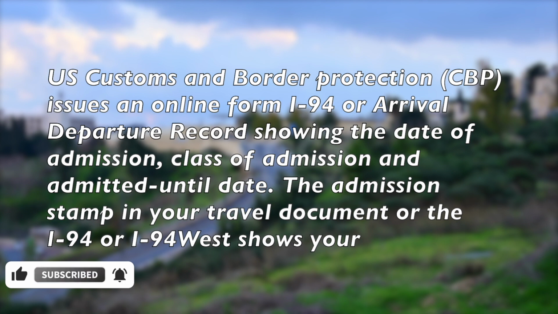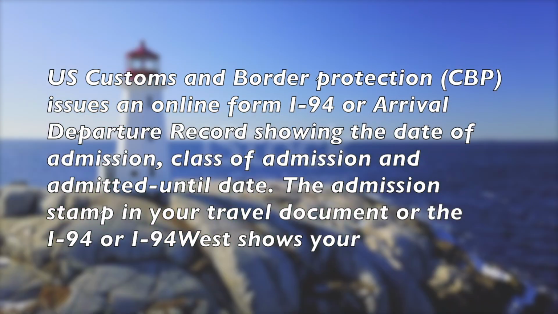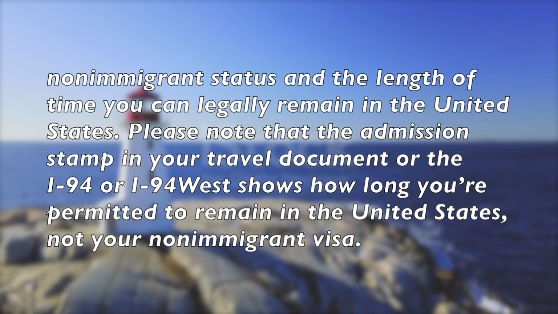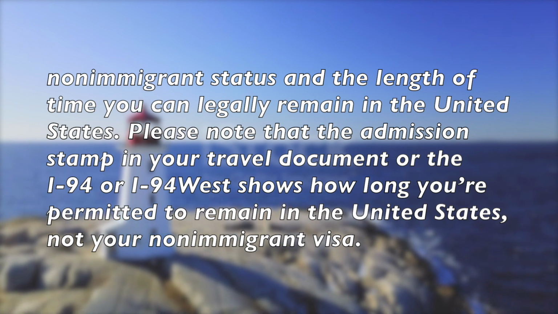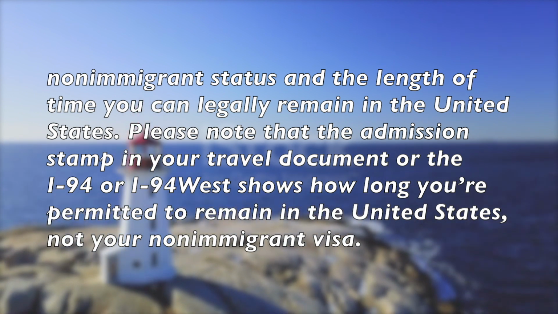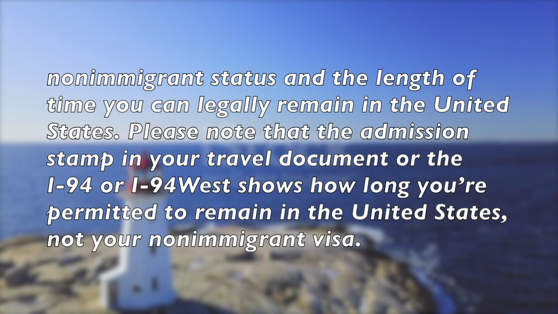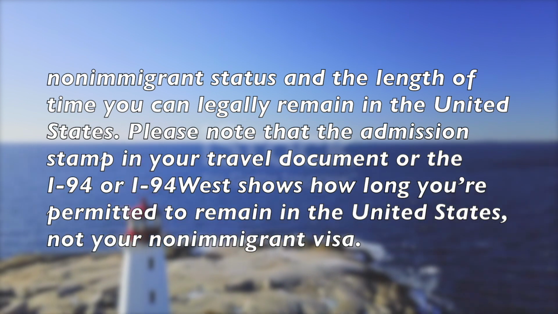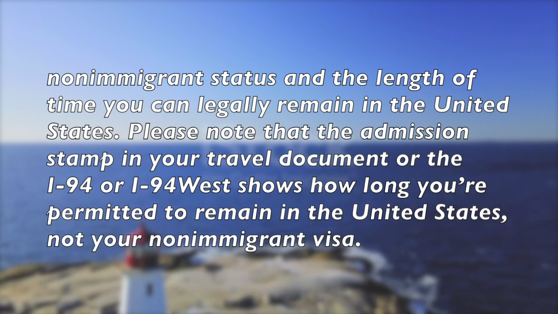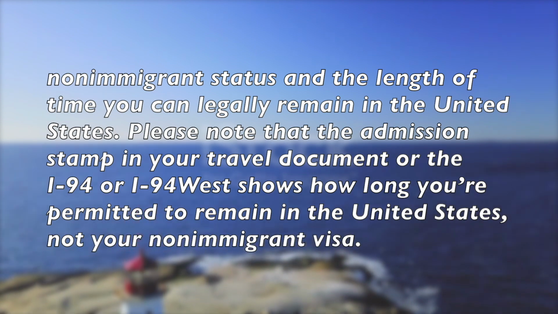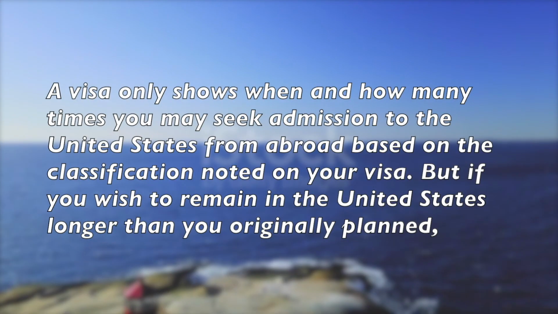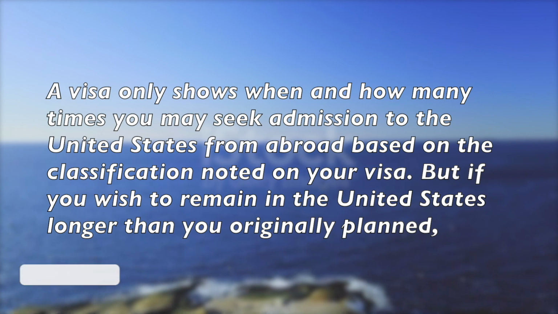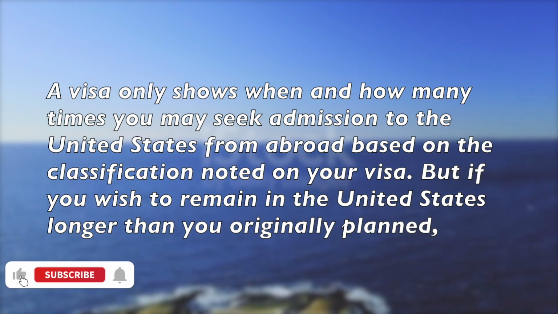The admission stamp in your travel document or the I-94 or I-94W shows your non-immigrant status and the length of time you can legally remain in the United States. Please note that the admission stamp or the I-94 shows how long you are permitted to remain in the United States, not your non-immigrant visa. A visa only shows when and how many times you may seek admission to the United States from abroad based on the classification noted on your visa.